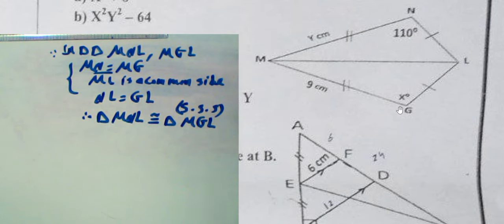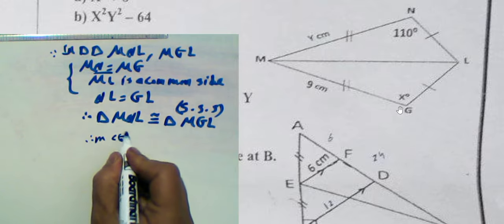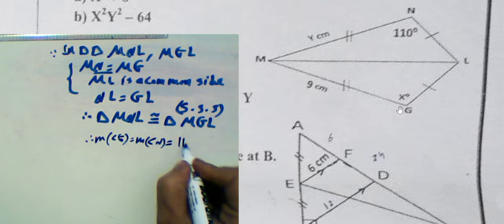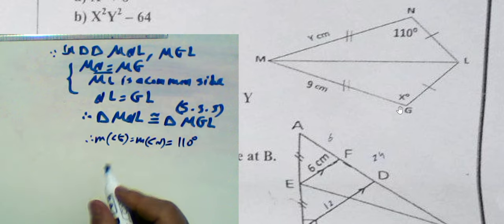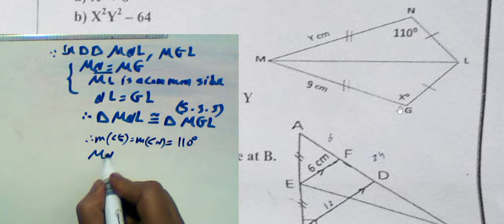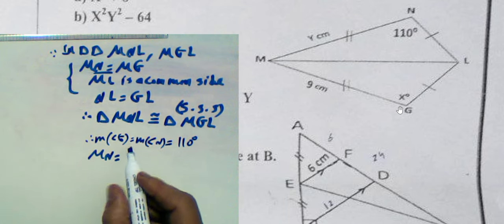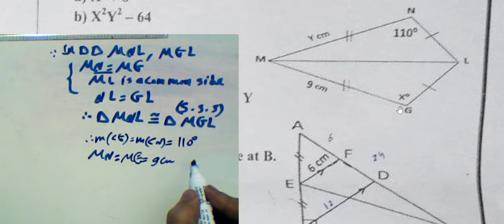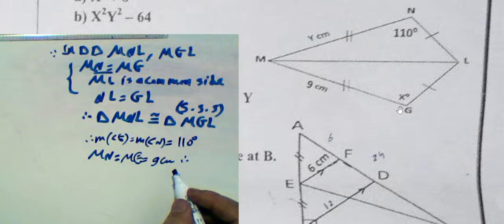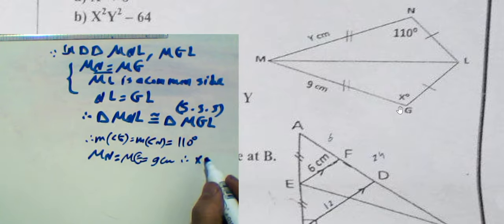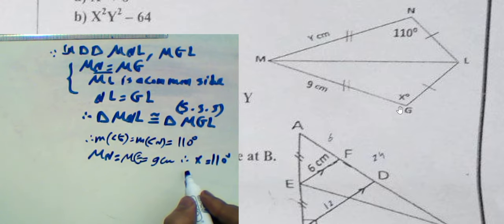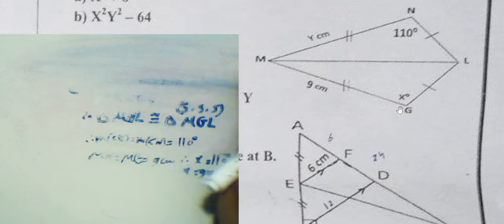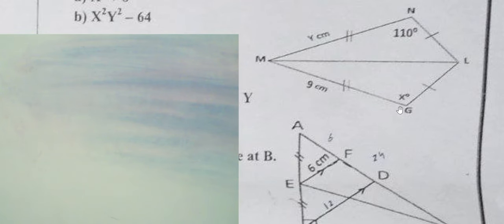So the measures of corresponding angles are equivalent. Measure of angle G equals measure of angle M. They are equivalent, equal 110 degrees. And also the length of MN is equivalent to MG, equal 9 centimeters. Then x will be 110 and y equals 9 centimeters. Okay. Next question down.